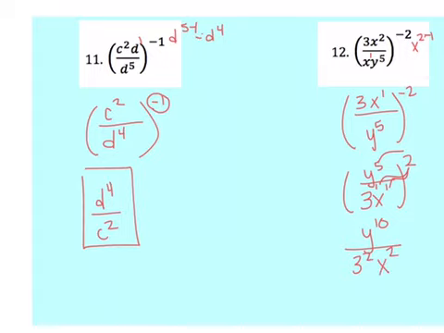My final answer, remember, is I need to simplify that 3 squared. So I need to go ahead and make that a 9. So I'm going to end up with a y to the 10 divided by 3 squared, 9, x squared, and I'm done.